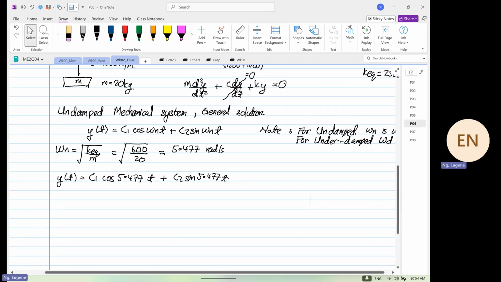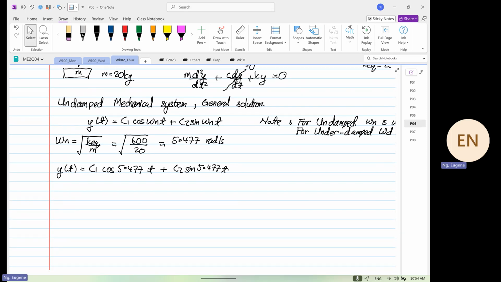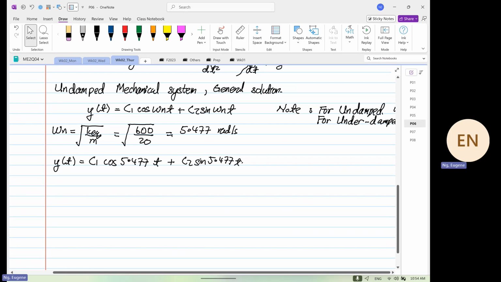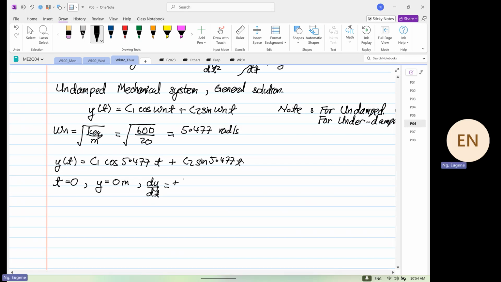Okay. I'd like to do something different. The boundary condition for this case, I don't always use the same thing. I want to do something different, so when you do your term test, you will not be caught by surprise. So the boundary condition is when time is equal to 0, y is equal to 0 meters, dy by dt is equal to plus 6 meters per second.